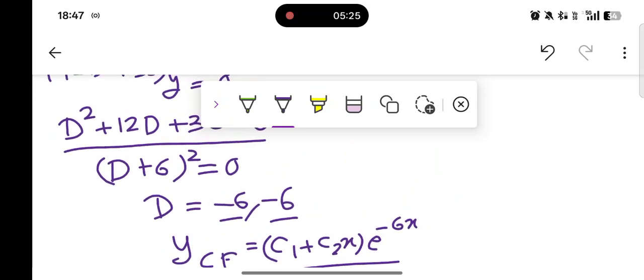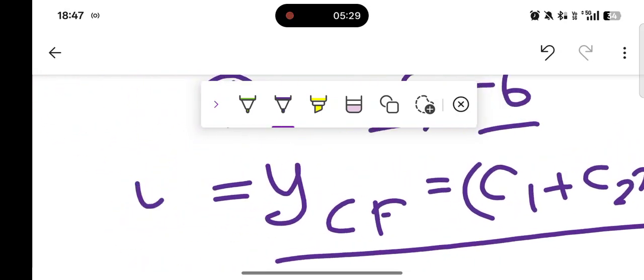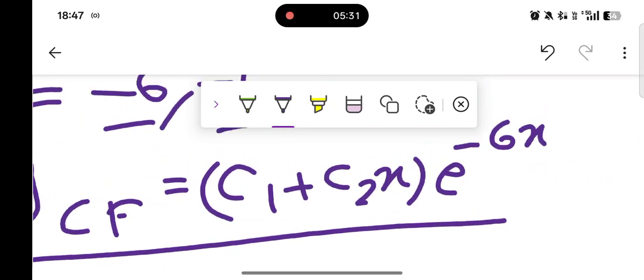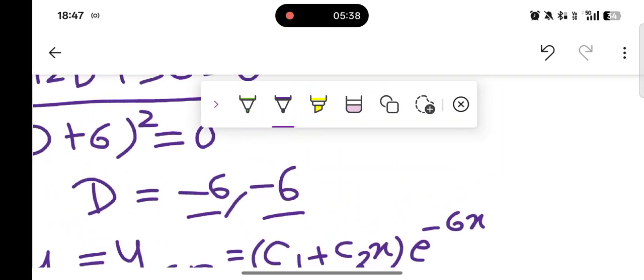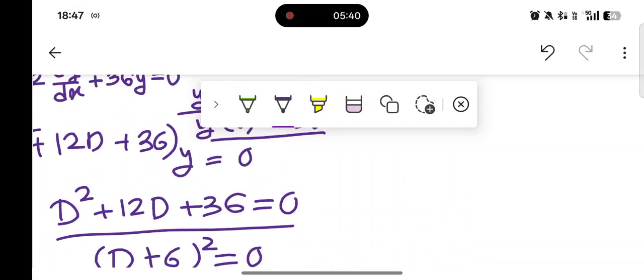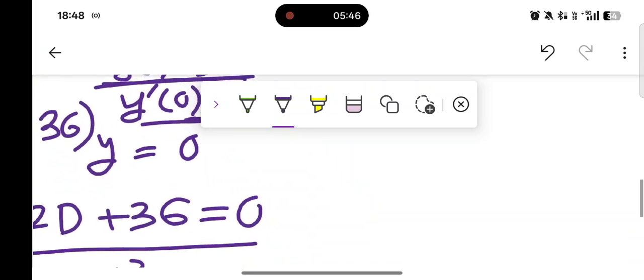Now the boundary conditions are given. As I have told you, y CF is equal to y, so this is our solution, but you have to calculate C1 and C2, which are nothing but the constants. What constants? Indefinite integral constants. Now I have to calculate C1 and C2. We can easily calculate them through the boundary conditions, so we have to put the boundary conditions here.